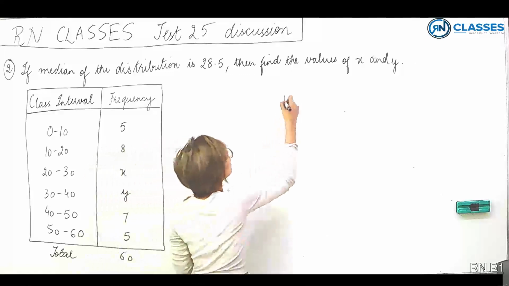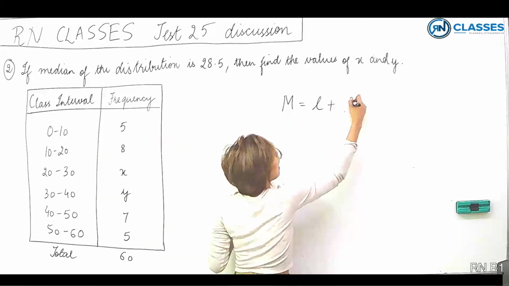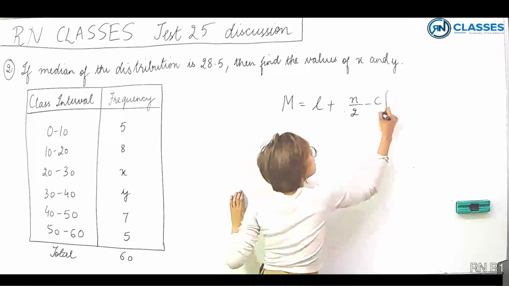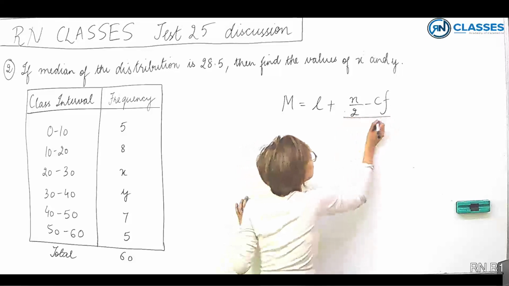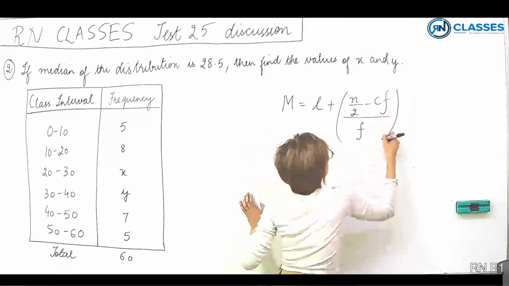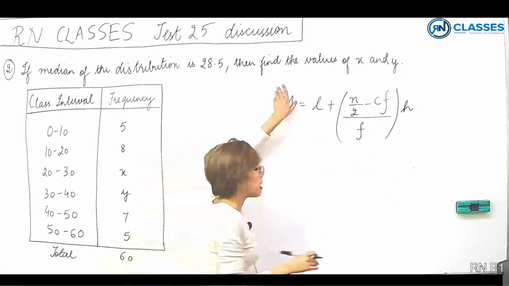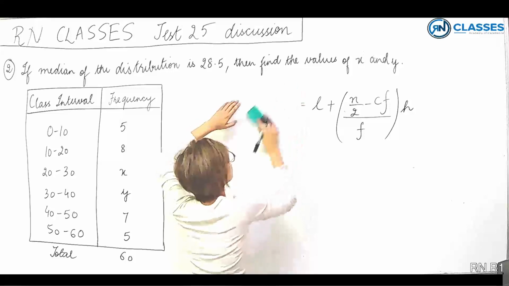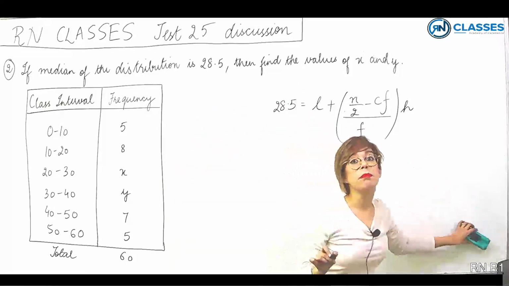Now, formula of the median, what is it? Lower limit plus n by 2 minus cumulative frequency of the class preceding the median class, whole divided by frequency of the median class, into class size. Right? Okay. Median is given to be 28.5.